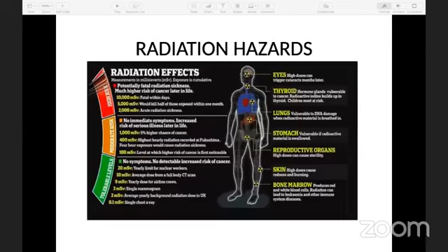This picture on the right side shows body effects with increasing radiation dose, and on the left side, different parts of the body affected by radiation.